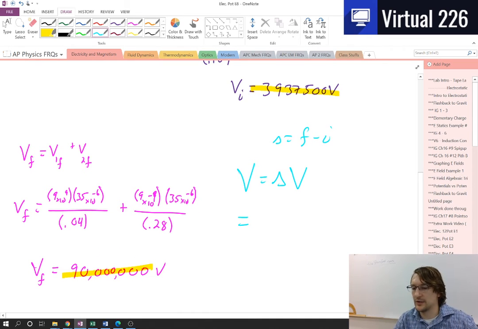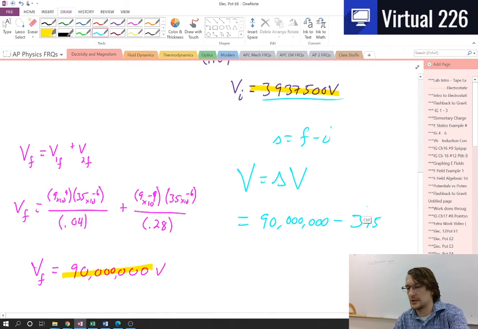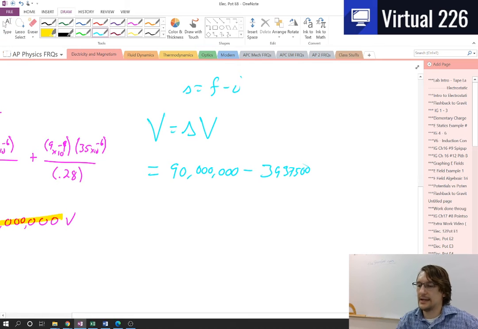So we'll take our final of 90 million minus the initial quantity, which is this kind of weird number, but whatever, 393,750, and that will give us a voltage drop of a very large quantity.